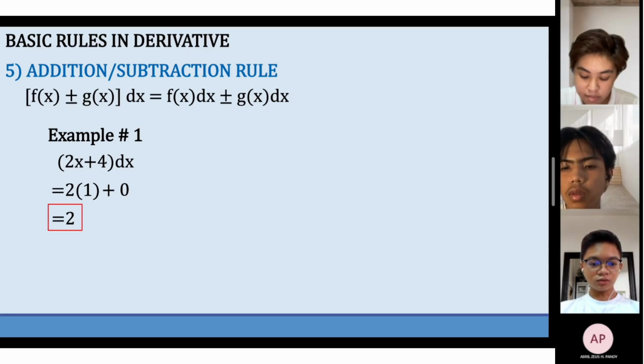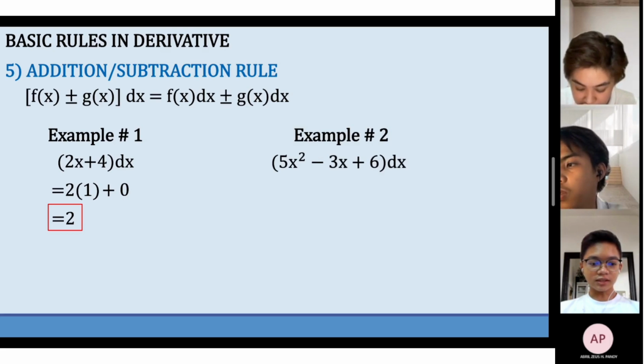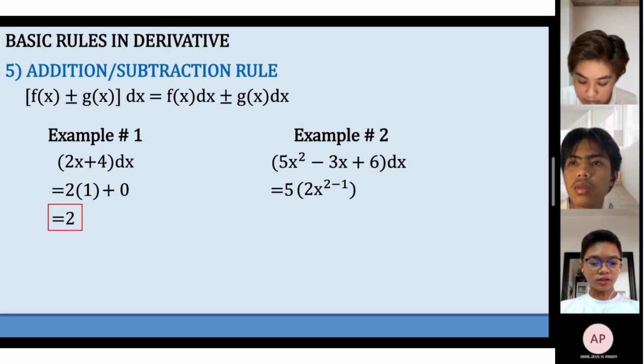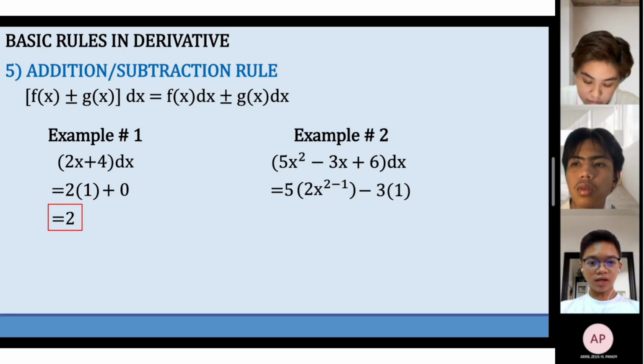For example number 2, the derivative of 5x squared minus 3x plus 6 dx. So 5 times 2x raised to 2 according to the power rule. After bringing the power down, you must subtract 1 from it. Minus the second term, 3 times 1 after applying the constant multiple rule, plus the third term 0, which if you apply the constant rule, will be just 0.